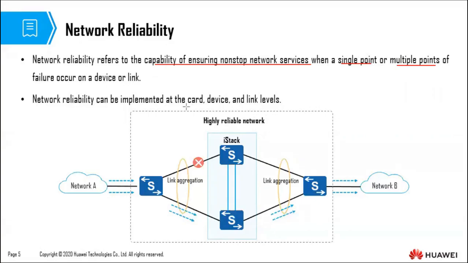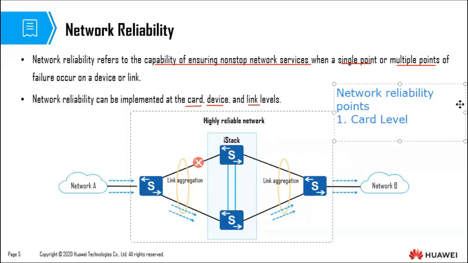Now, network reliability can be implemented in one of three places: what we call cards, or the device, or the link. So you can implement card level, or device level, or link level.